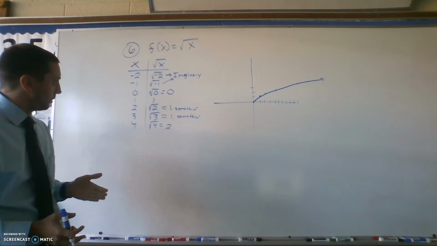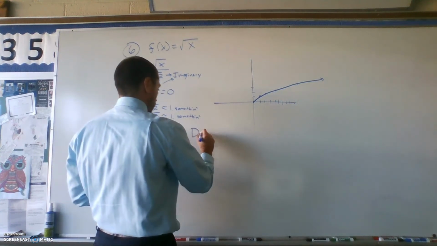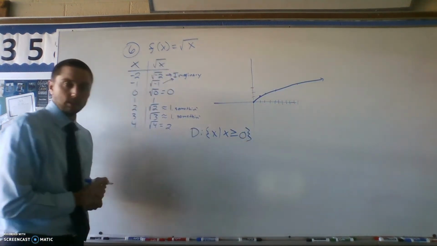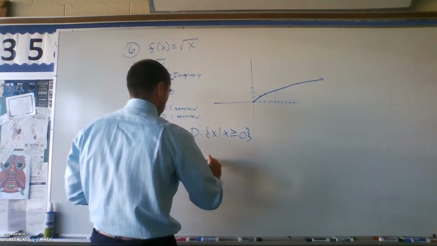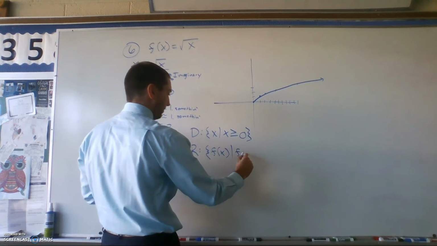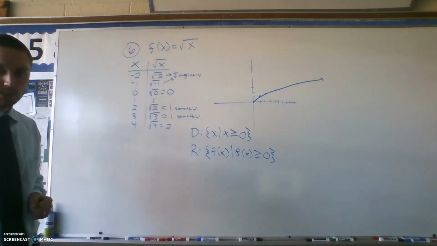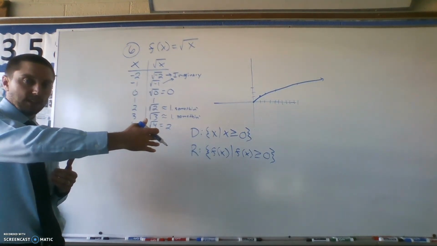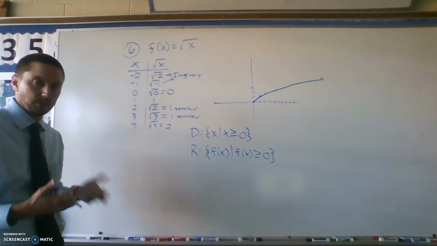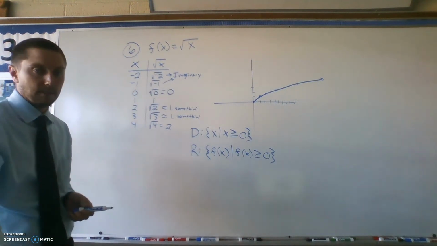So our domain, what would our domain be here? Our domain would be the set of all x values such that x is greater than or equal to 0. And then what would my range be? My range would be the set of all f of x values such that f of x is greater than or equal to 0. Okay, so anything positive in terms of x and y will get covered, but no negative values, no negative outputs, no negative inputs for this guy here. It is slowly growing. It will keep growing, but not very quickly.